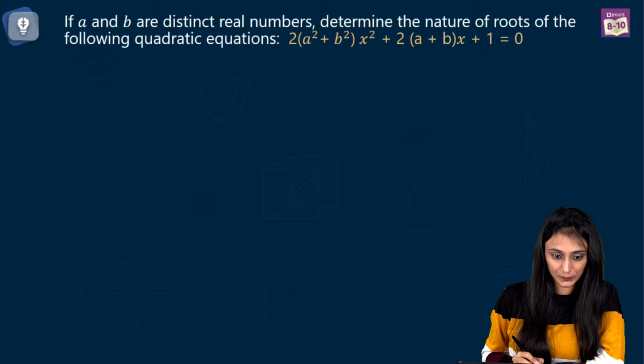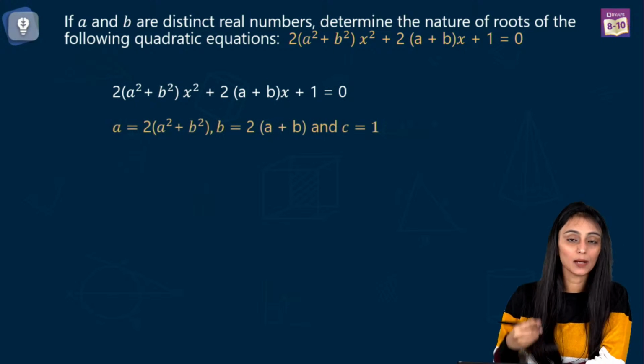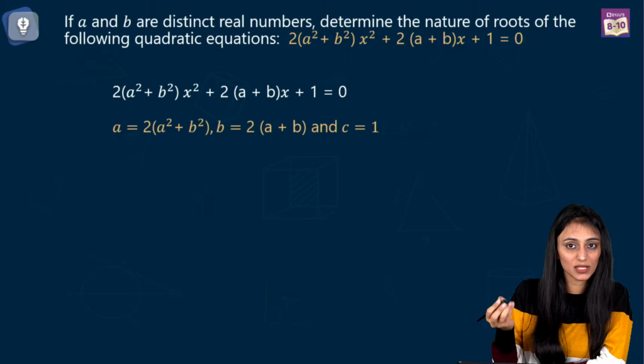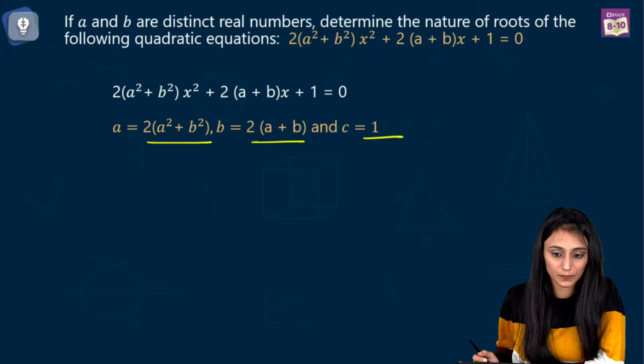Okay. Right. So to check the nature of the roots, what we do is we compare with the standard form of the quadratic equation, which is ax square plus bx plus c equal to 0. A is this, b is this, and c is 1. Yes?